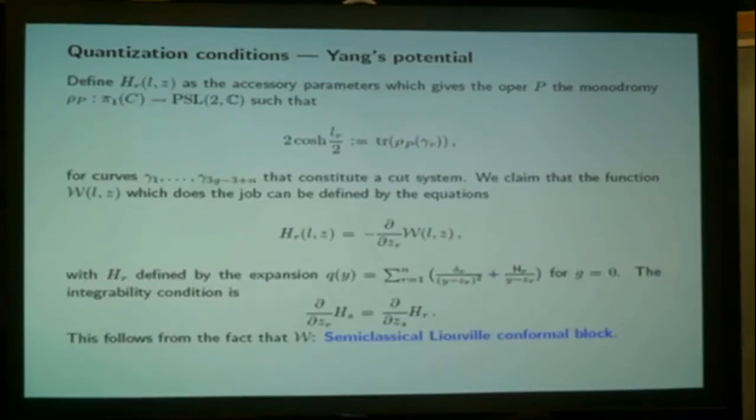In our case, we can give a very precise answer for what Young's potential is going to be. We can discuss where this comes from in the discussion section, but that is one of the takeaways that I want to say. The formula is there. Let me describe it.